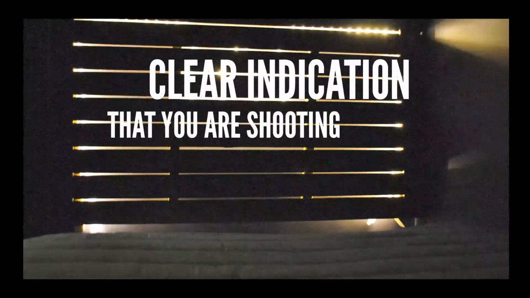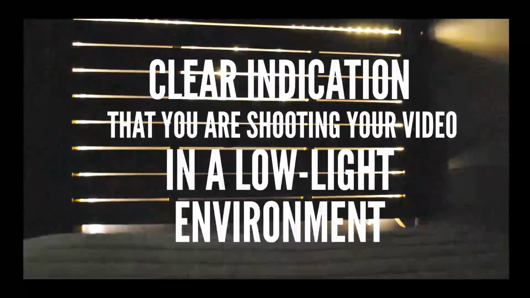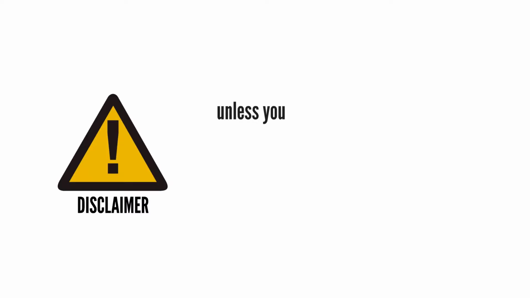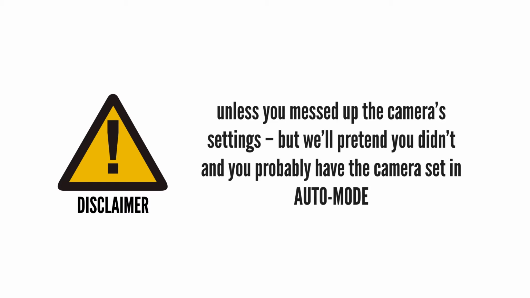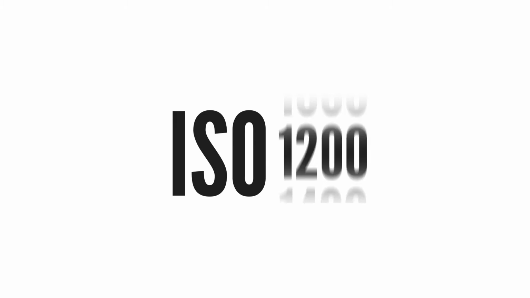You see, when videos come out with a lot of digital noise, that's a clear indication that you are shooting your video in a low light environment, e.g. a dark room. Unless you messed up the camera settings, but we'll pretend you didn't and you probably have the camera set in auto mode. But I digress. At this point, there isn't enough light in the room for a good exposure, so your camera tries to compensate for this by boosting the camera's ISO.